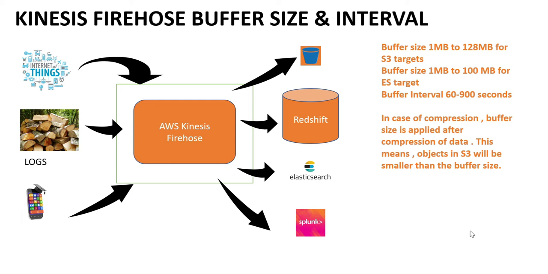But what if you are compressing your data? Your buffer size may look high and the actual data that is received on S3 may look small, but that is fine. If you wonder why your data is smaller than the buffer size, this may be the reason, because you have compressed the records.